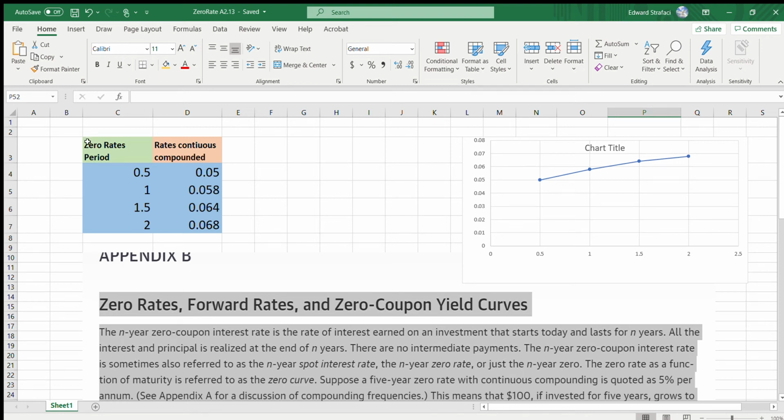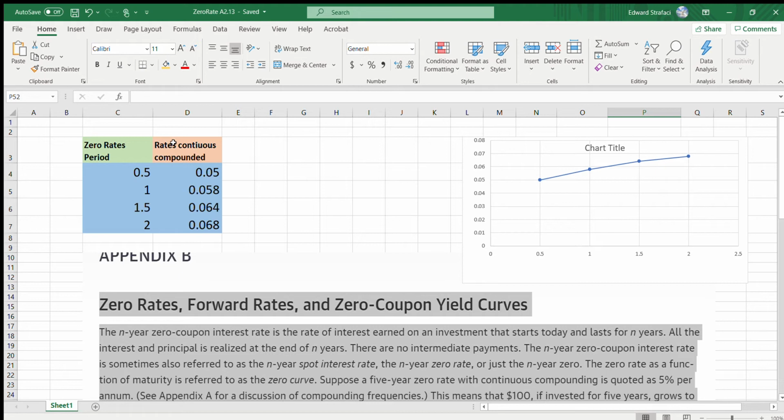Okay, so what is a zero rate? Well, zero rates are the rates you would actually see on the yield curve. And a zero rate is the rate of interest earned on an investment that starts today and lasts for N years. So all the interest and principal is realized at the end of the period.